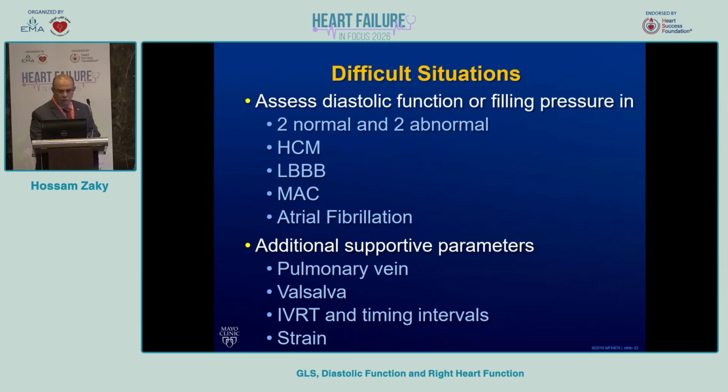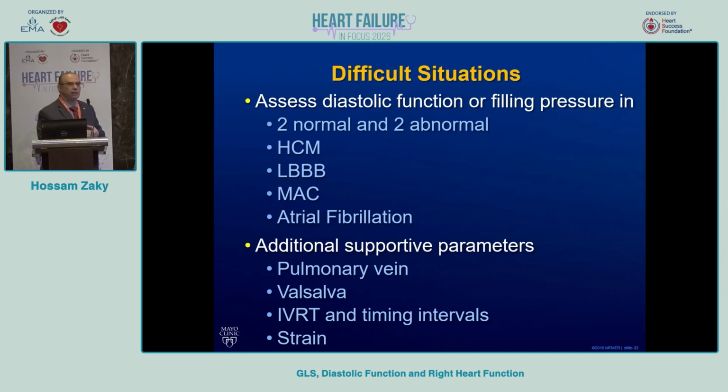It is a difficult situation to assess the diastolic function when you have two normal and two abnormal criteria, when you are in the middle, like HCM, LBBB, mitral annular calcification, atrial fibrillation. And there are other supportive tools that we might not have time for: the pulmonary vein analysis, Valsalva maneuver we talked about, measuring the isovolumetric relaxation time we talked about, and strain.